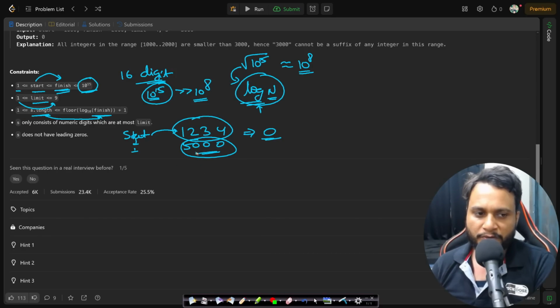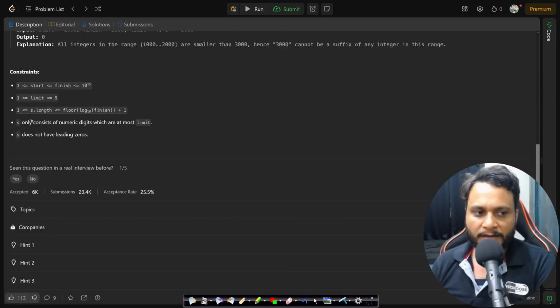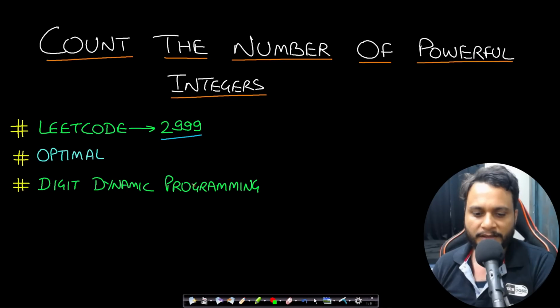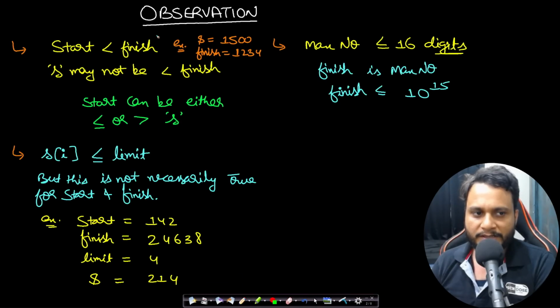So I'll show you all these boundary cases, but from this don't assume that it is saying that s is less than or equal to finish. No, it is just saying that the number of digits is less than or equal to the number of digits in finish, but that does not imply that s is less than or equal to finish. Fine. s only contains numeric digits which are at most limit, and s does not have leading zeros. Fine. Once we have understood everything, let's now look at some observations.